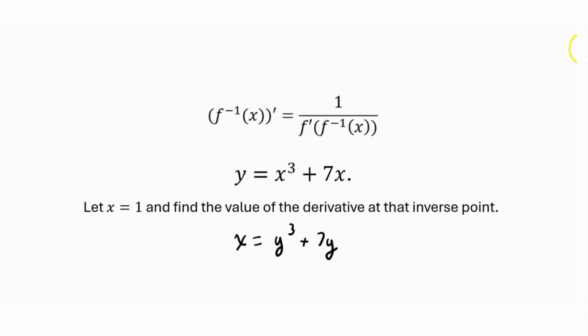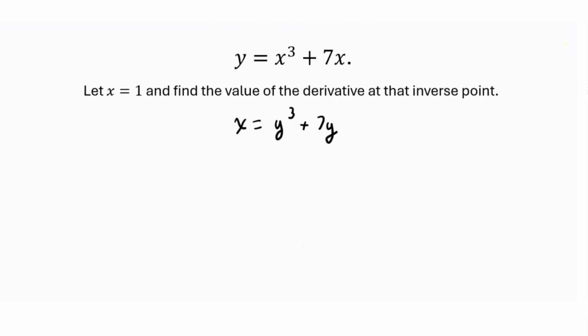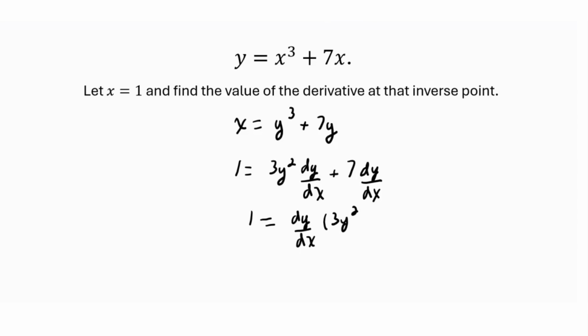Then we're going to do this implicitly, left to right, with respect to x. So the derivative of x would be 1. This would be 3y squared dy dx plus 7 dy dx. We're going to factor out a dy dx, so we'd get 3y squared plus 7. So that means dy dx would equal 1 over 3y squared plus 7.